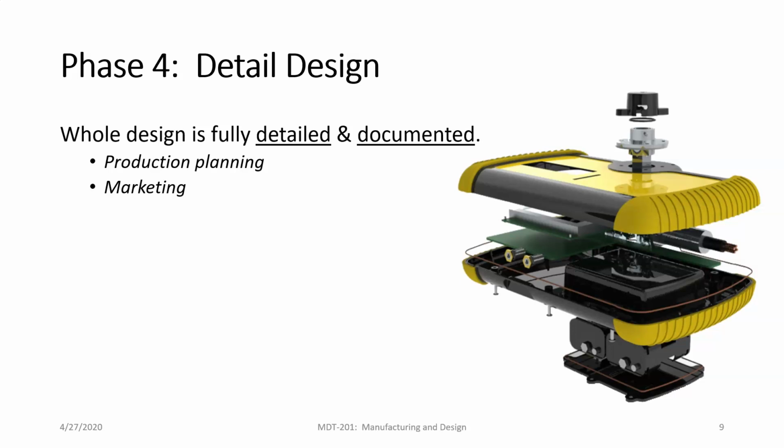Okay. So then we move on to step number 4. Step number 4 is the last step before we get into production, and that is the detailed design. So this is where the whole design is fully detailed and documented. This is where you produce your drawings. This is where you produce your manufacturing plan, your production plan. This is where you start to formulate your marketing plan, how you're going to sell this, how you're going to market it.